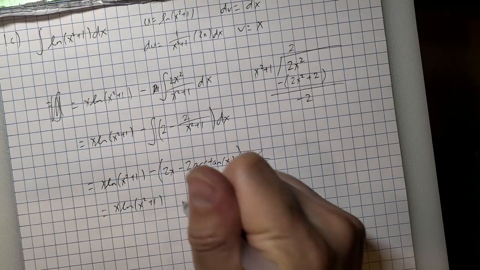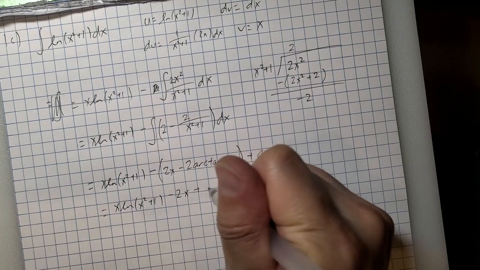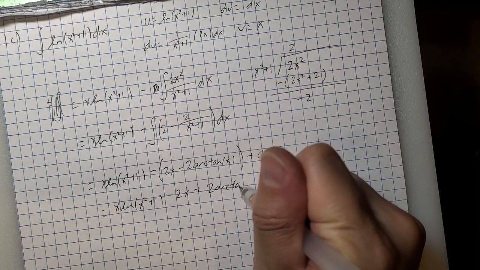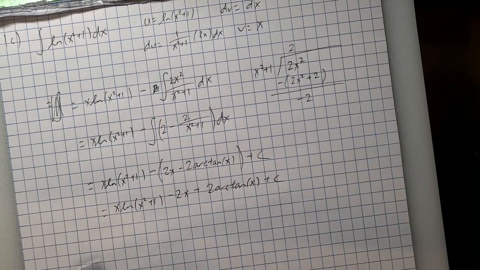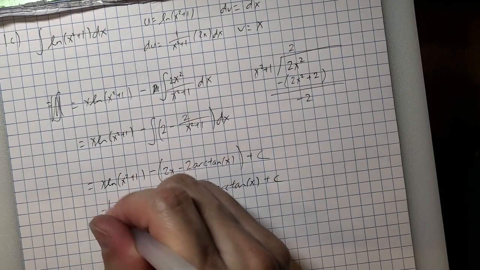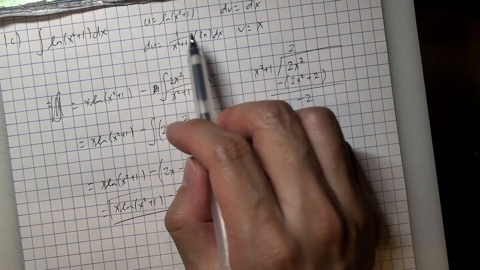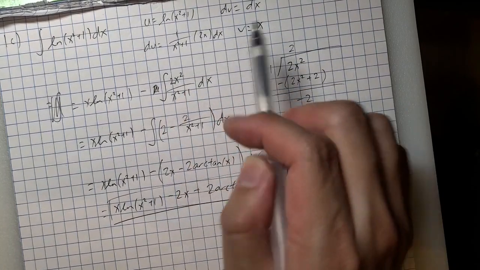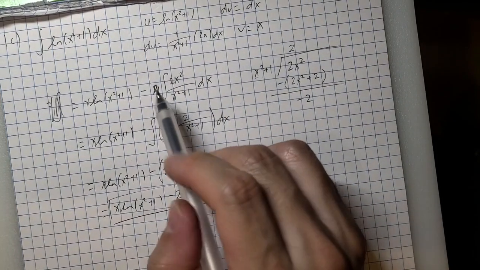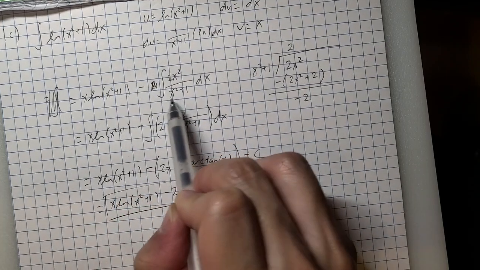The first term is still the same. We'll get minus 2x plus 2 arctan x plus c. And that's our answer. Okay, so the trick here was integration by parts, because that was the last technique when we went down our list in our head. We ended up with this after we did integration by parts.